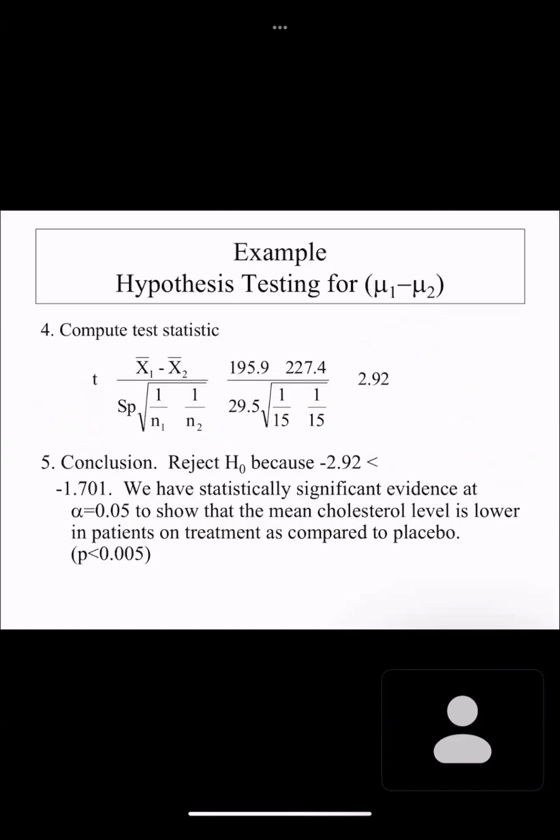So how much is the test? The test is t equals X bar 1 minus X bar 2 over the S pooled again. This is the standard error of mu1 minus mu2. And this is minus 2.92, where the difference is 195 minus 227.